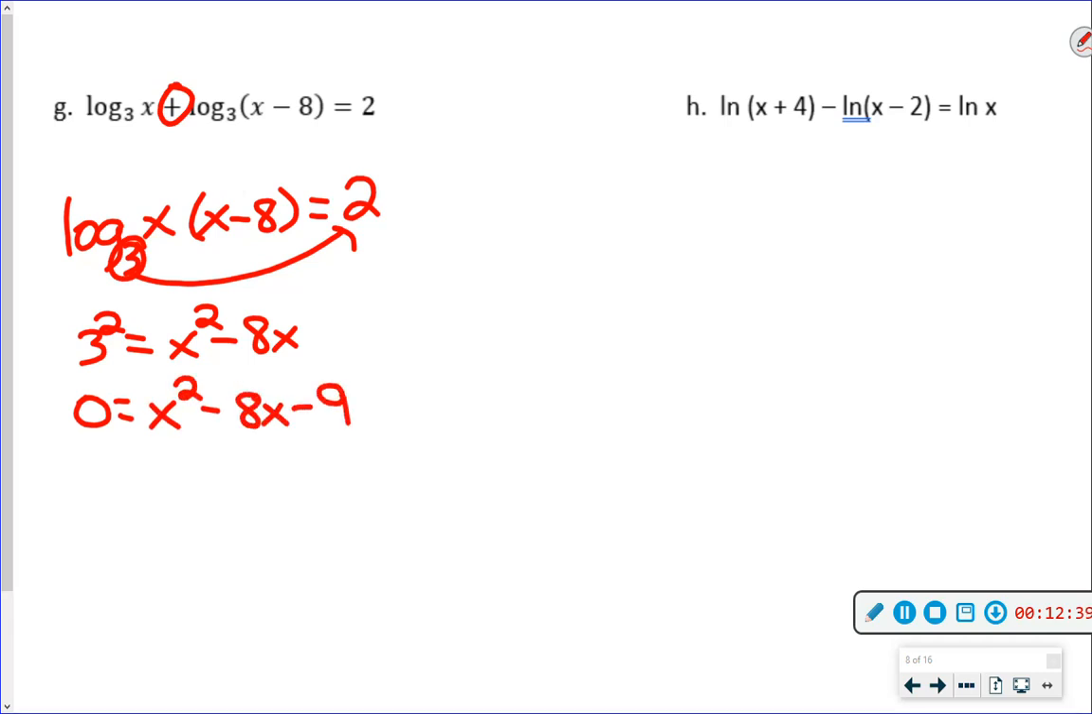Judging by how tired we are today, I'm going to pray we don't have to use quadratic formula on this one. Does it factor? Anything multiply to negative 9 and add to negative 8? Yep. What are they? You got it.